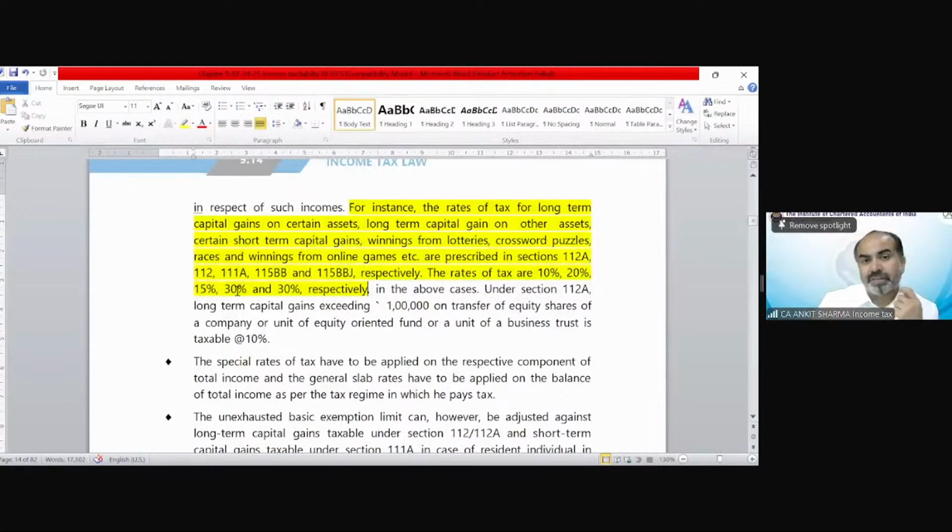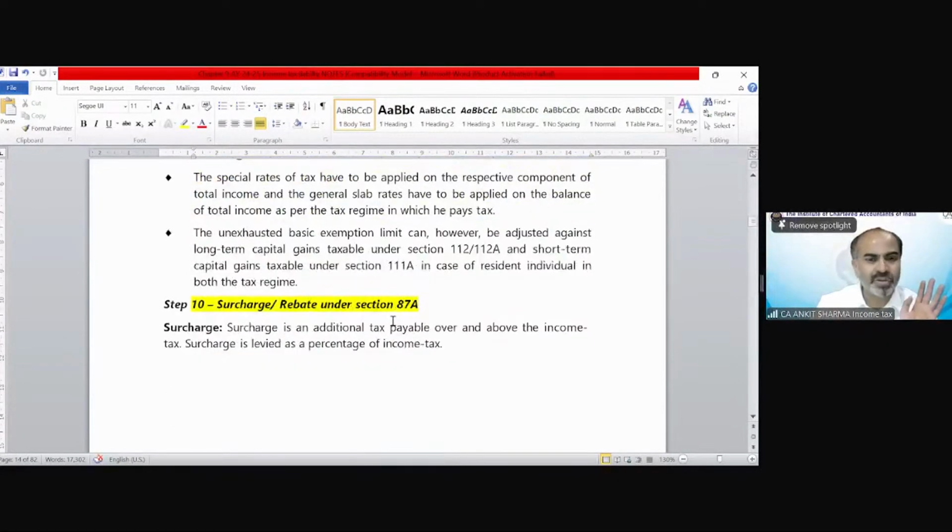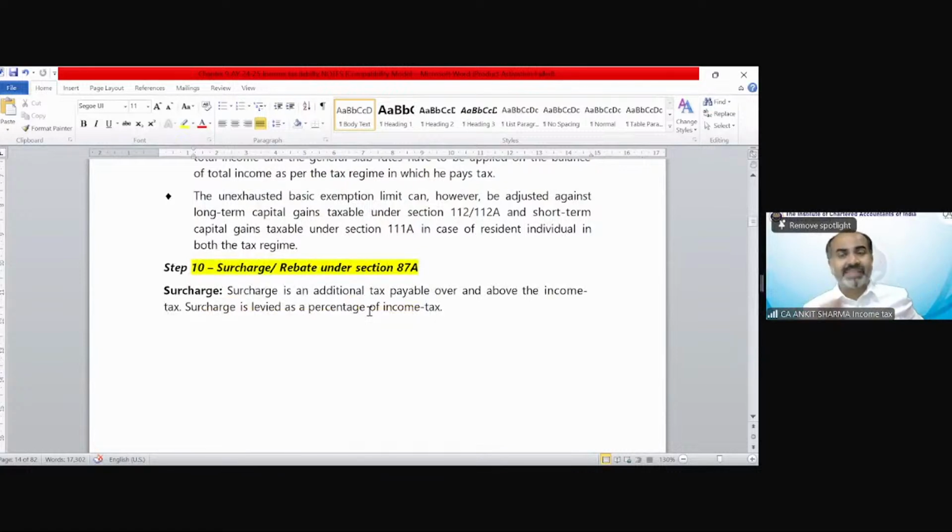The rate under section 112, 115BB, 115BBJ, etc. These are casual income having a rate of 30%, 112A having 10%, 112 having 20%, 111A short-term gains 15%, and 115BB and BBJ casual income having tax rate of 30%. Okay, we have gone through this provision. After applying tax rate, then surcharge would be there. And surcharge provision also we have gone through in chapter number 1 in detail.